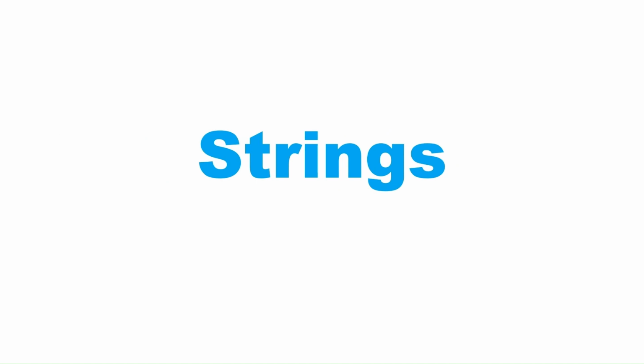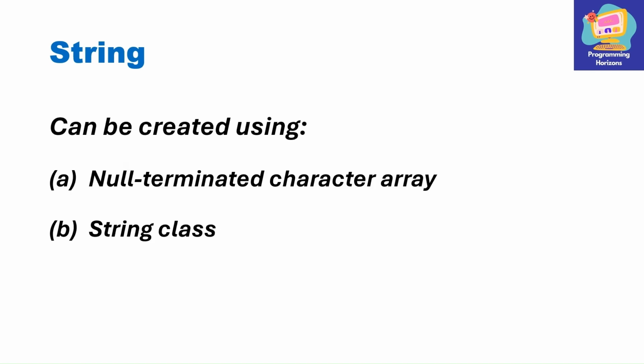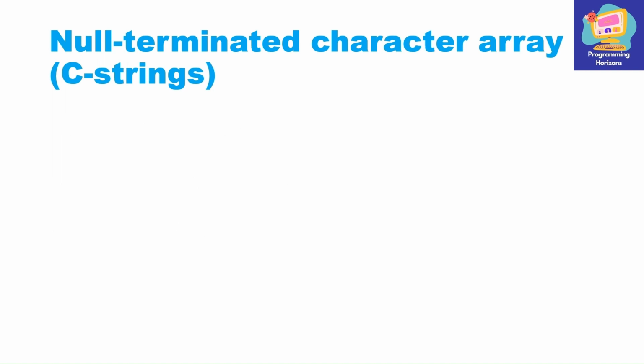Strings and character arrays are related concepts even though they are not the same thing. A string in C++ is used to hold words or text within double quotation marks. In C++, we can create strings in various ways, for example, using a null terminated character array or using string class.